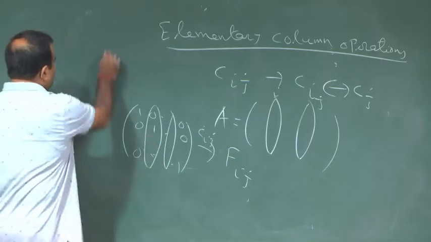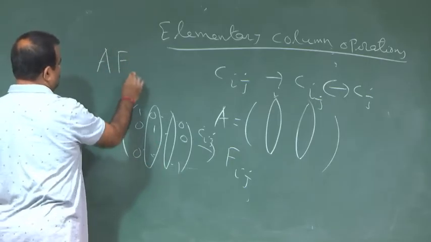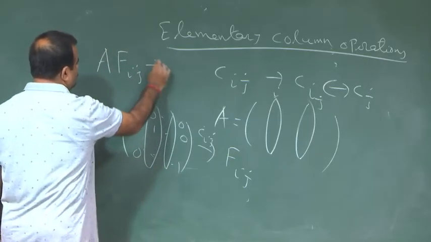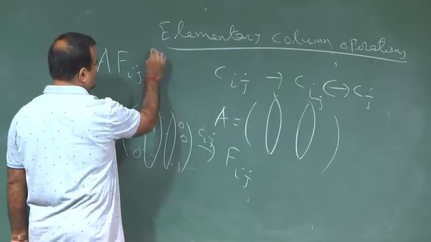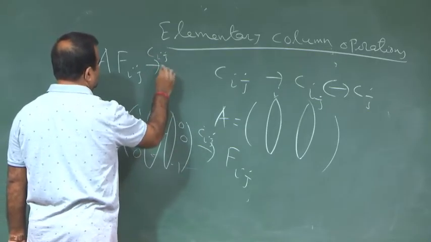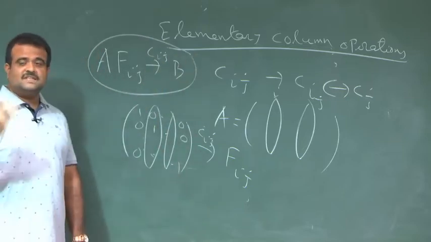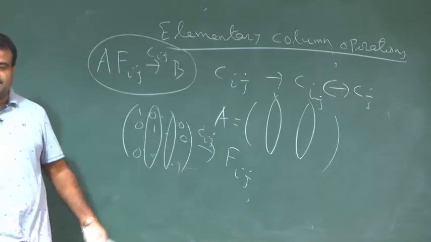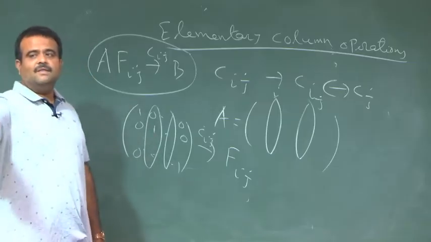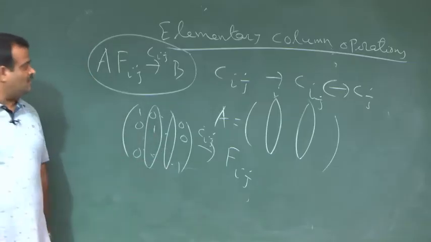Now, if we multiply A with Fij, this will give us these operations. This is nothing but Cij. We are getting another matrix P. So, for column operations, this multiplication is from the right side, and for row operations, this multiplication is from the left side.